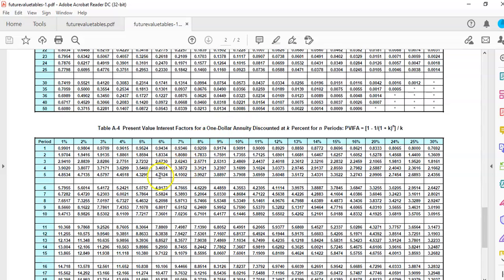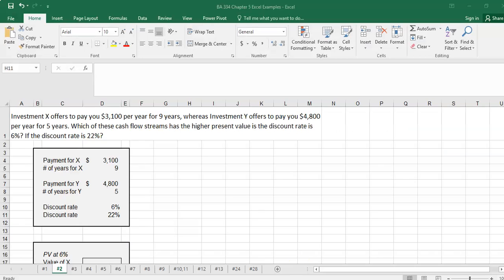First, we need the 6% factor for 9 years. So we see the 6% factor here for 9 years is 6.8017. So we're going to put that in for our factor.